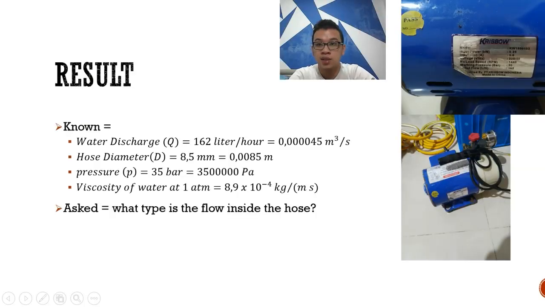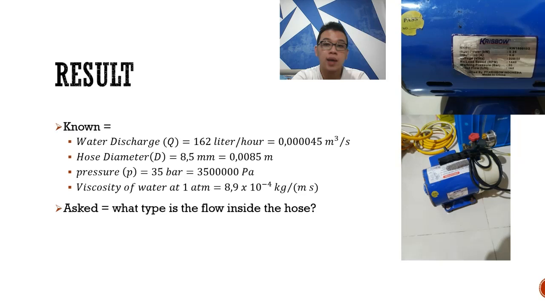And here is the result. This is the water jet washer that I have at home. From this picture, I know that the water discharge of this water jet washer is 162 liters per hour, or equals 0.0000045 cubic meters per second. And the hose diameter is 8.5 millimeters, or equals 0.0085 meter.